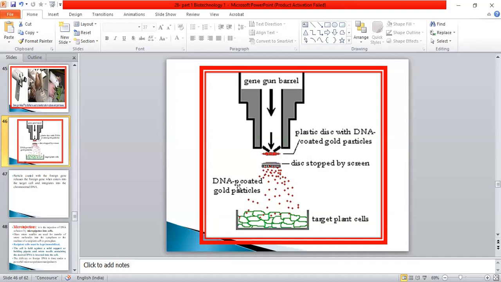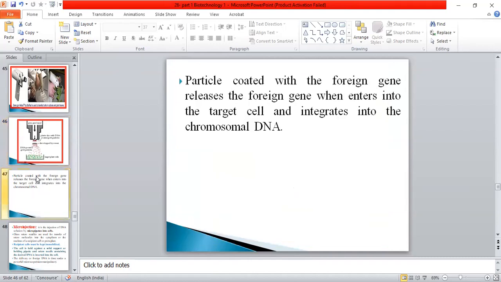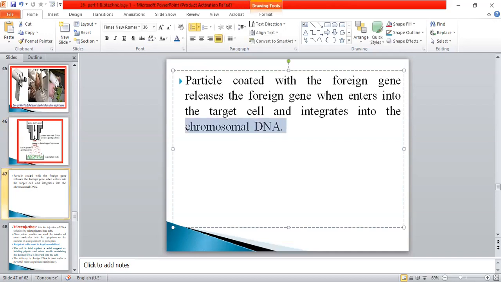DNA coated gold particle. It also reaches the target. Okay. So from this loader, there is a disc stopped by the screen, and the DNA coated gold particle exactly reaches the target. This is the target cells. Okay. Likewise, what happened? The gene gun is loaded with the particles and they reach the target. Particles coated with the foreign gene release the foreign genes when they enter the target cell and are integrated into the chromosomal DNA. This is very, very important.